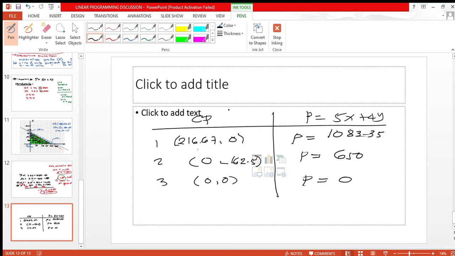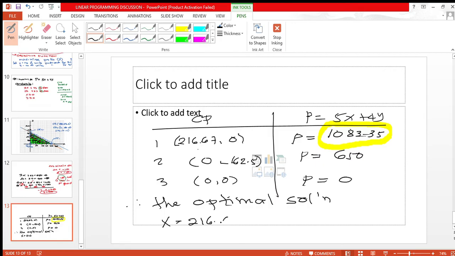Comparing now the entries that we have here, you will find that this has the largest value. Therefore, if that's the largest value, our conclusion is that the optimal solution will be x is 216.67, y is 0, and the maximum profit is 1,083.30. Of course, this is in dollars. So that will now be our maximum profit, and this will be the number of units produced for x.